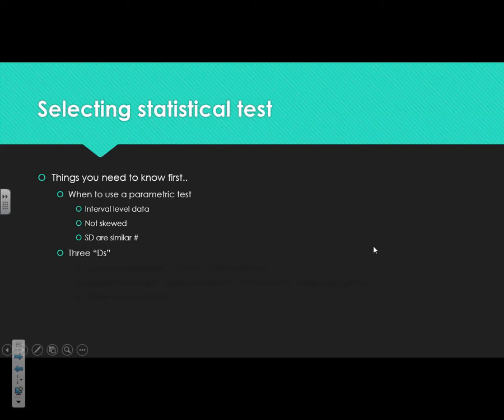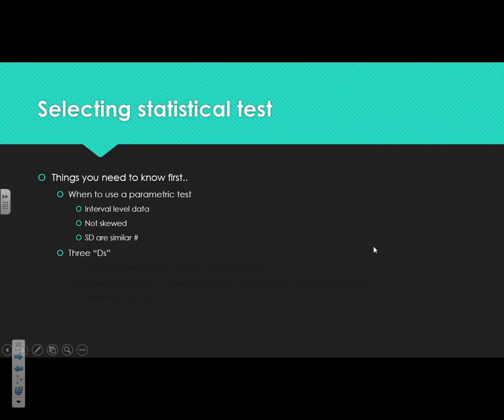The key thing, if you were asked to identify whether you could use a parametric test, is the 3 things you would talk about. You can use a parametric test if it meets the ones above, or you can't use a parametric test if it's not interval level data, the data is skewed, or the standard deviations are very different.